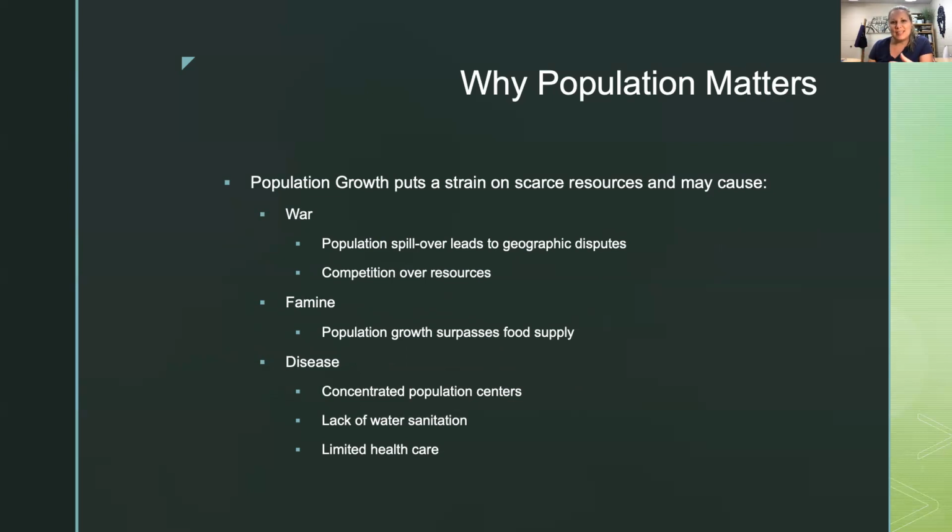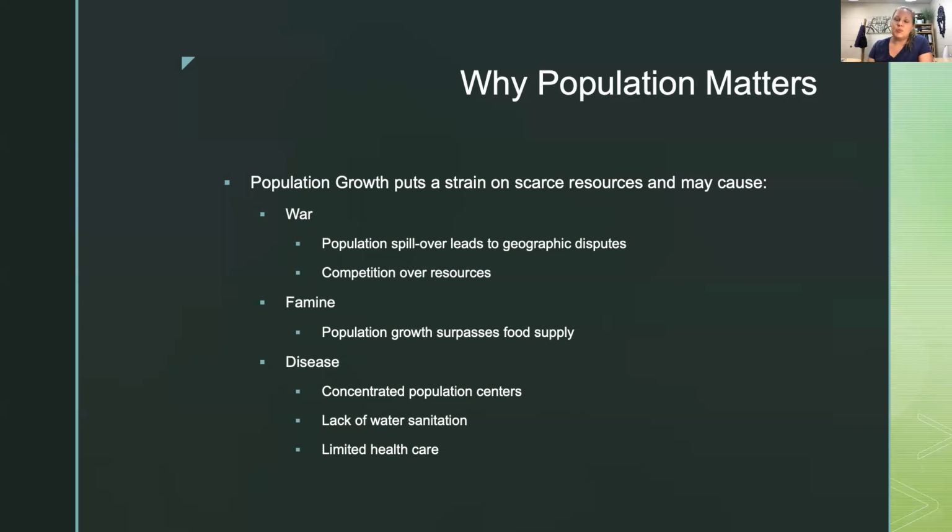And as humans, we know psychologically in our human nature, when we begin competing for resources, we see the following things happen. The first is war. We'll have population spillover effects where people in certain areas become so overpopulated that they have to expand out into new areas. And this will create geographic disputes over boundaries between countries. The competition over resources also creates sometimes violent conflict.